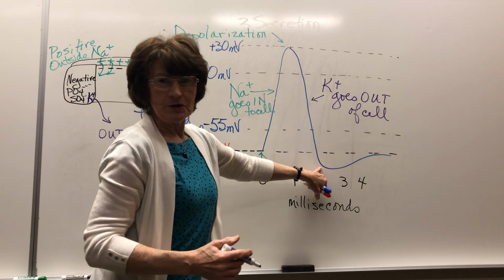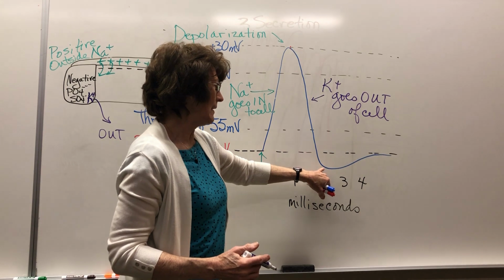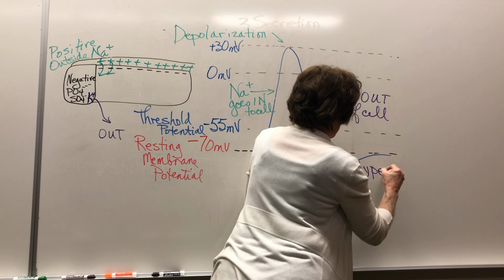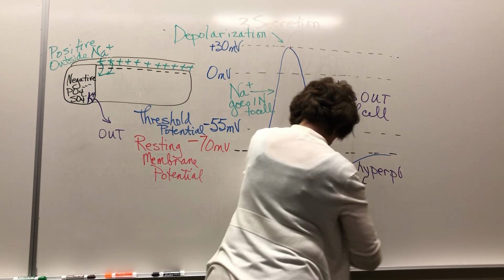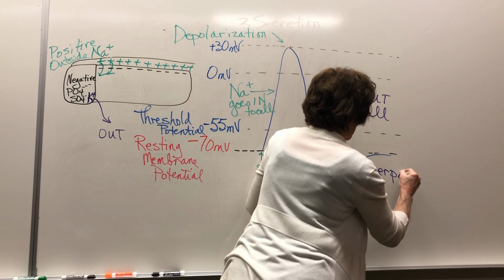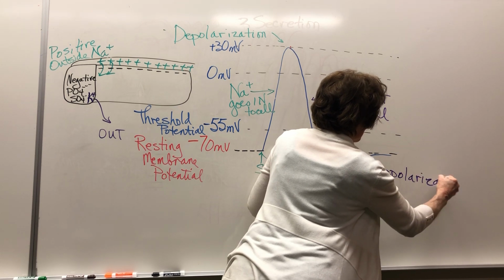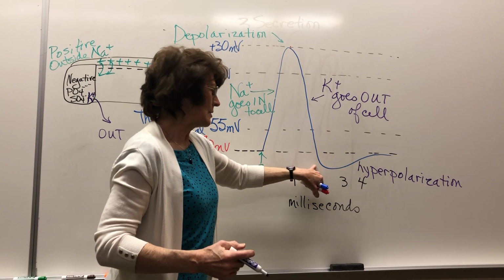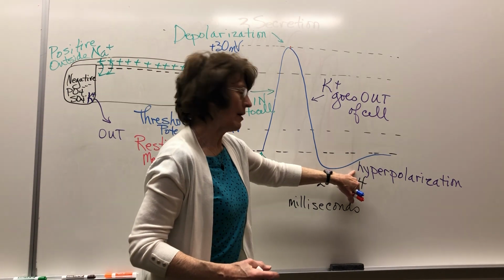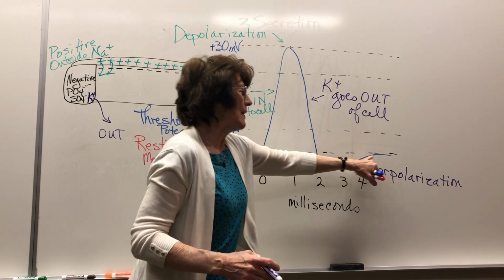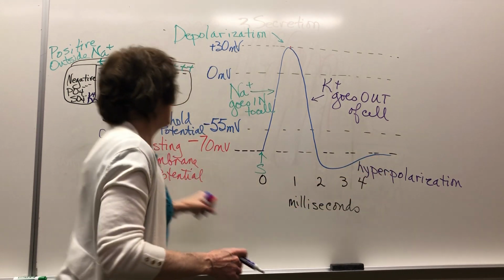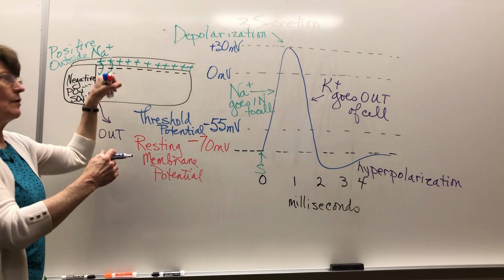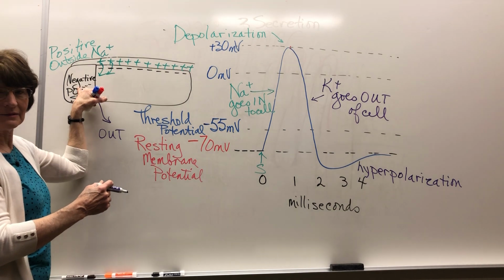It actually overshoots. It goes past negative 70, and that's called hyperpolarization. As extra potassium goes out, it goes below the negative 70, and here we've got the hyperpolarization. But then the potassium has gone out, the sodium has gone in, but it needs to restore it so that sodium is outside, potassium is back inside.